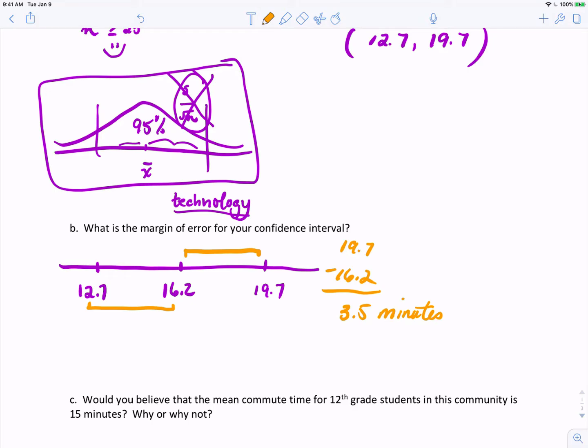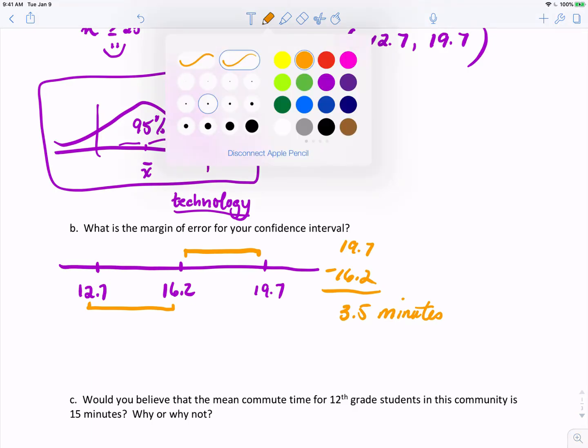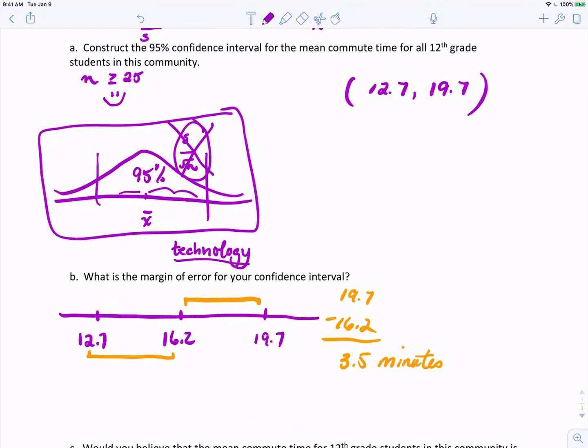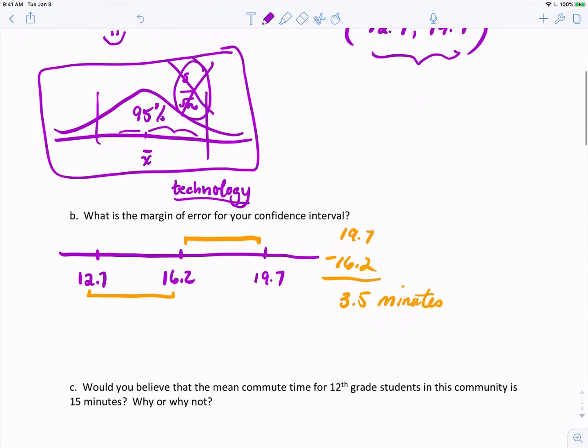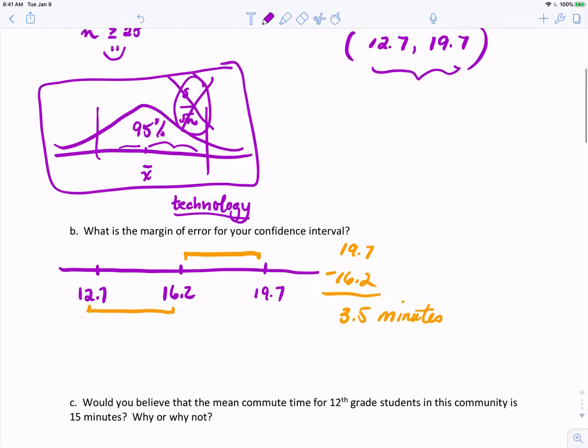Would you believe the mean commute time for 12th grade students in this community is 15 minutes? Why or why not? What the confidence interval provides you is the range of values which are believable for the population mean. So is 15 minutes in this interval? Yes. So I would believe this. Why? Because 15 is in our interval.